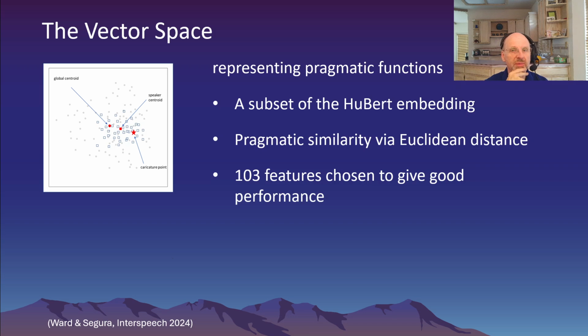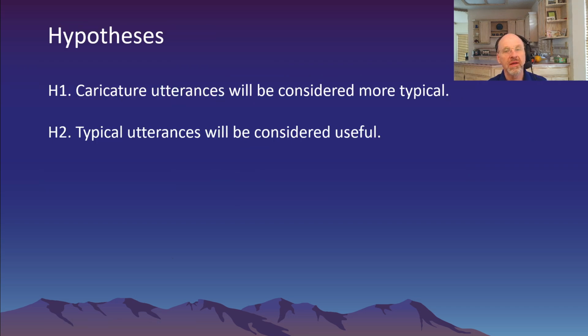It's a subset of the Hubert embedding. If you think of large language models and pre-training, this is the same thing for speech. The Hubert embedding is a well-known embedding. We're interested in adjusting that to represent specifically pragmatic similarity, modeled by Euclidean distance, and we chose a subset of 103 features out of the Hubert embedding that gives good performance for modeling human judgments of pragmatic similarity. So long story short, we have a set of features that allows us to compute the average pragmatic function.